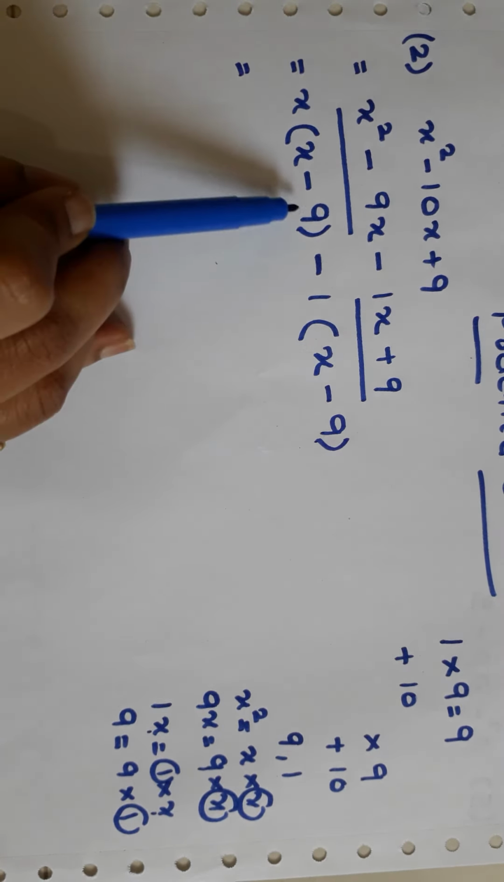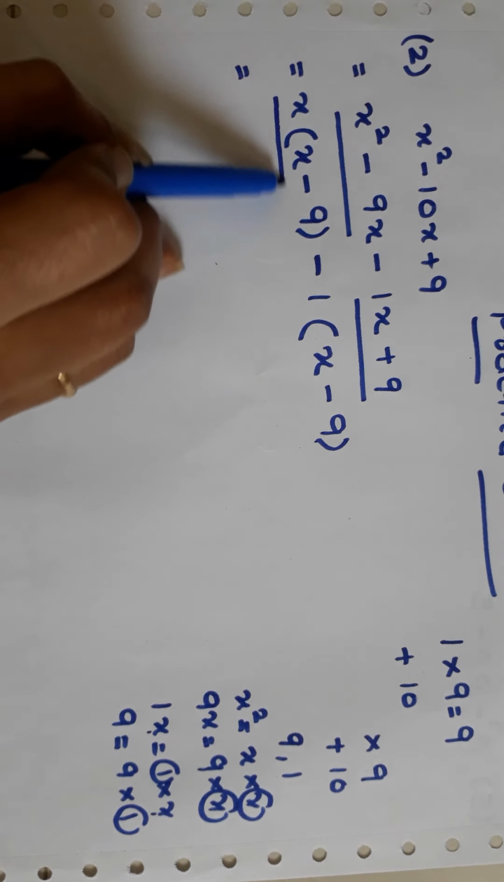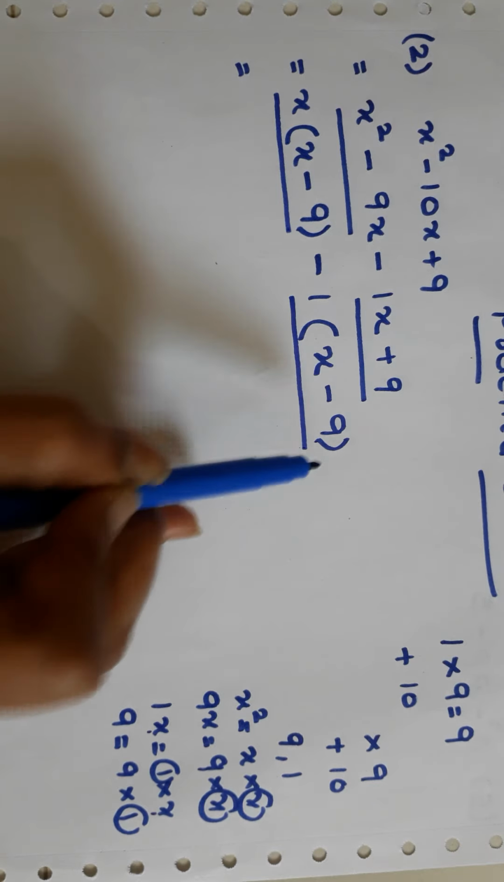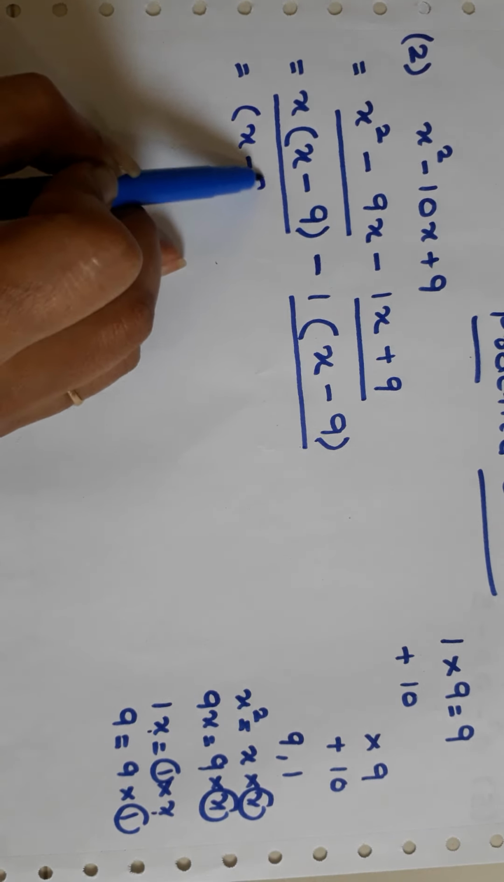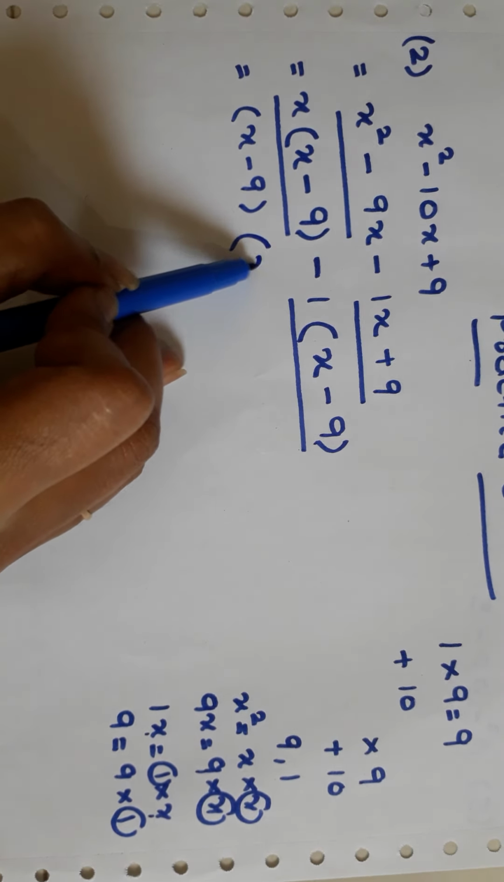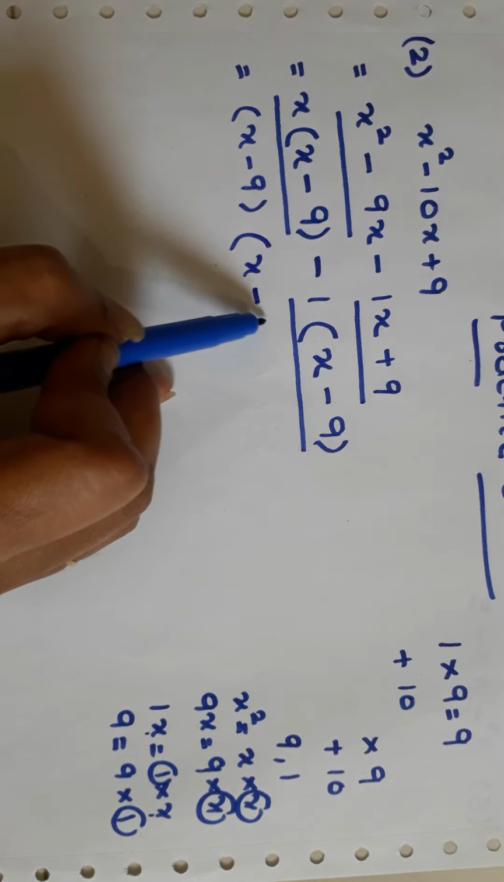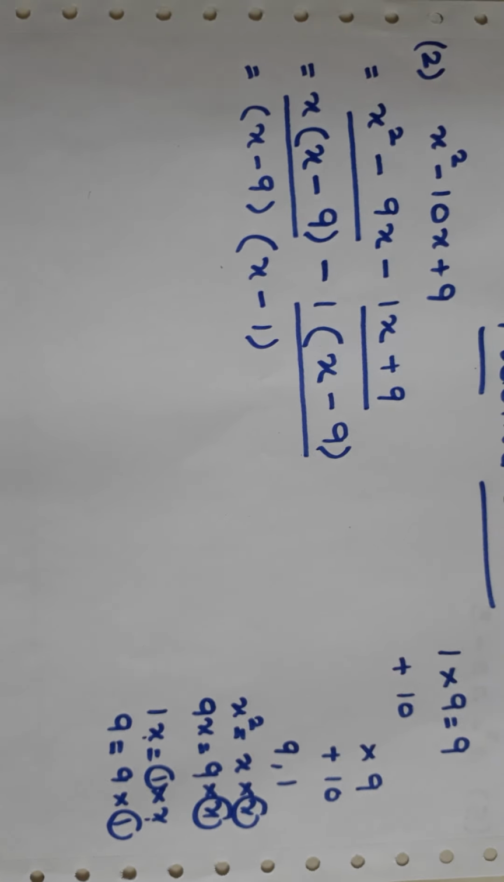You can see that the expression in the bracket is the same, x minus 9. So now you take x minus 9 common from both the terms. x minus 9 common, so here we will be left with x minus 1. So that means the factors of x square minus 10x plus 9 are x minus 9 and x minus 1.